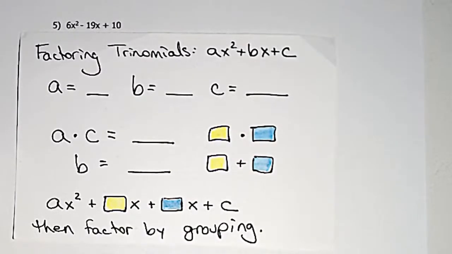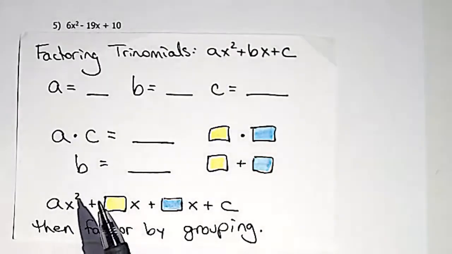I've seen something called the X method. I've seen a box method. There are so many different ways to factor trinomials. And as far as I can see, most of them either fall into the category of trial and error, which I just showed you, or something that looks like this.